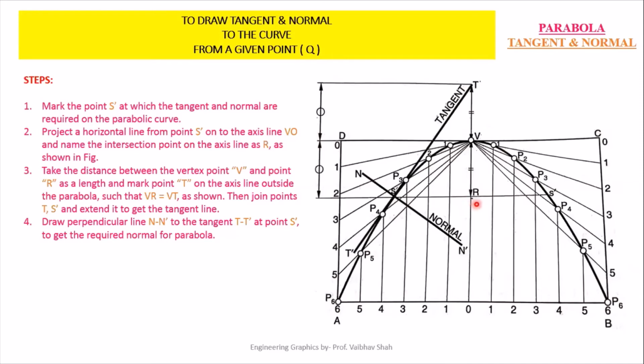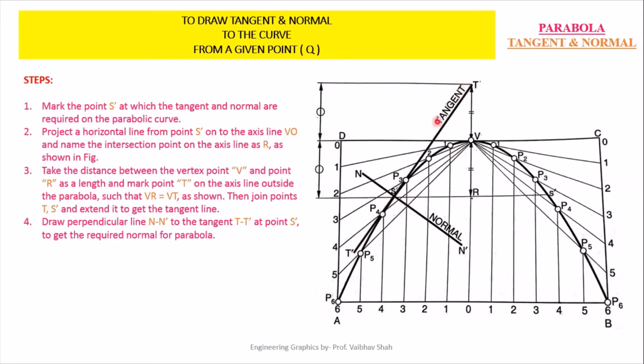After getting this point R, measure the distance from your vertex point V till your point R, and reproduce the same distance VR in the opposite direction away from your curve to get this point T somewhere here. So once again, we take the distance of R to V on our rounder, extend the line in the opposite direction of your curve, and cut this line somewhere here. You will have this point as T. After getting this point T, connect it with your selected point S dash on your curve and extend it on the other side to get your point T dash.